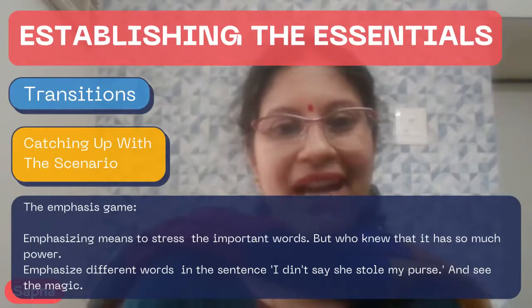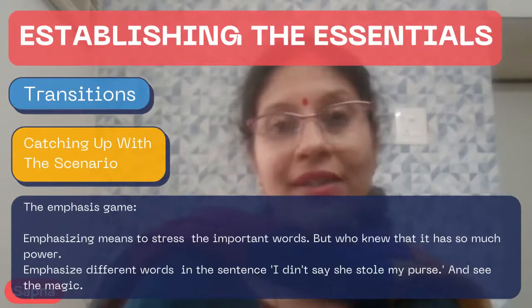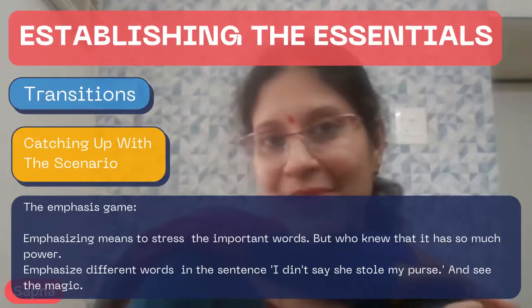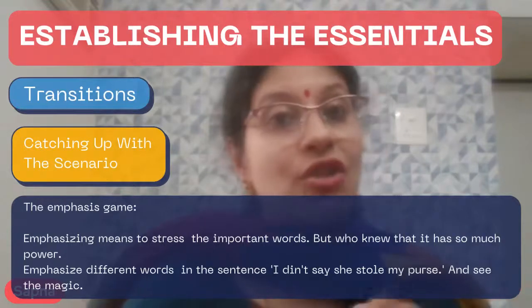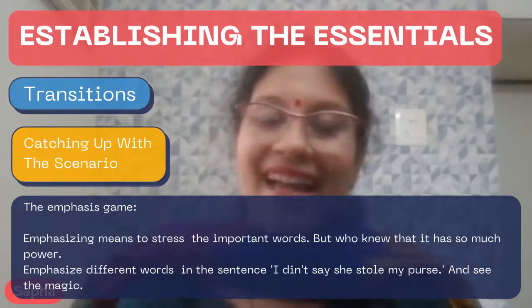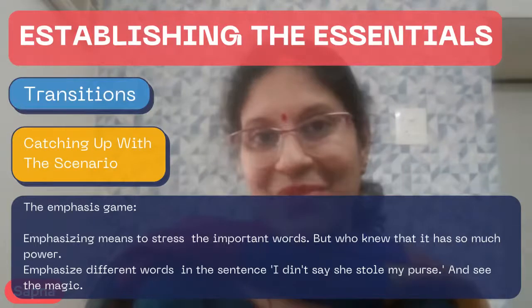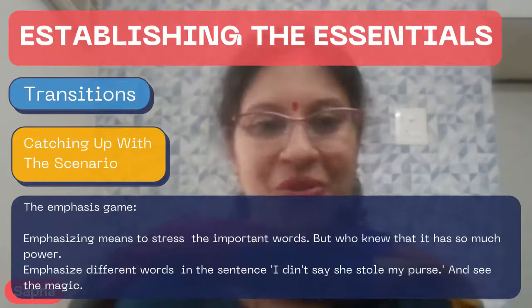So let me bring that out to you. We have this sentence here: I didn't say she stole my purse. Now, it totally depends on which is the word that I'm going to emphasize, that is, which is the word that I'm going to add force to and stress upon. And also, by doing this, the whole meaning of the sentence is going to change. Let me show that to you.